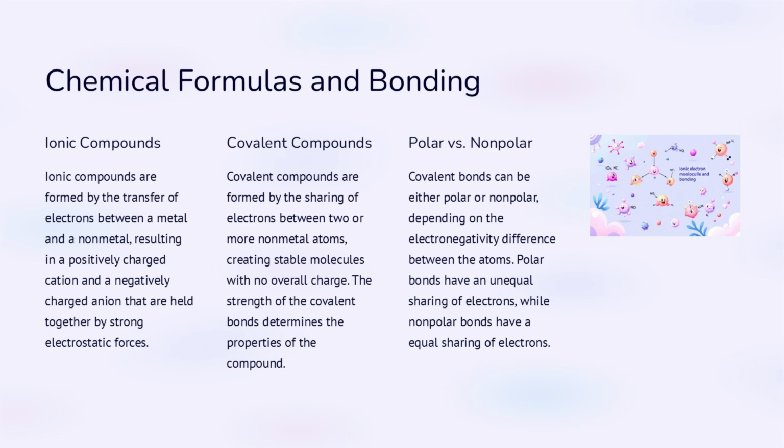The strength of the covalent bonds determines the properties of the compound. Covalent bonds can be either polar or nonpolar, depending on the electronegativity difference between the atoms. Polar bonds have an unequal sharing of electrons, while nonpolar bonds have an equal sharing.